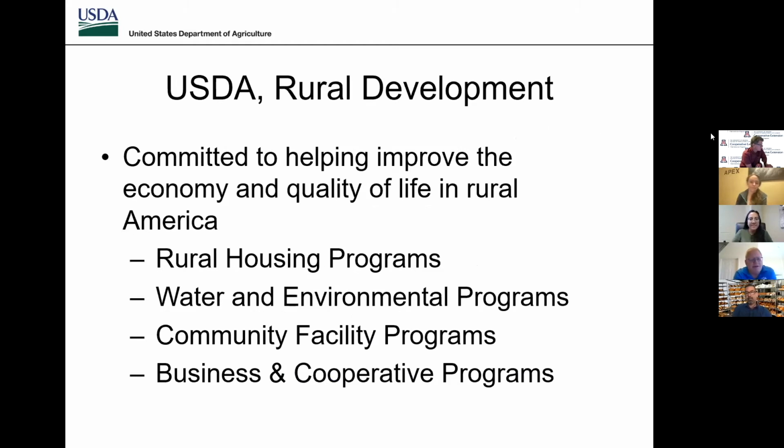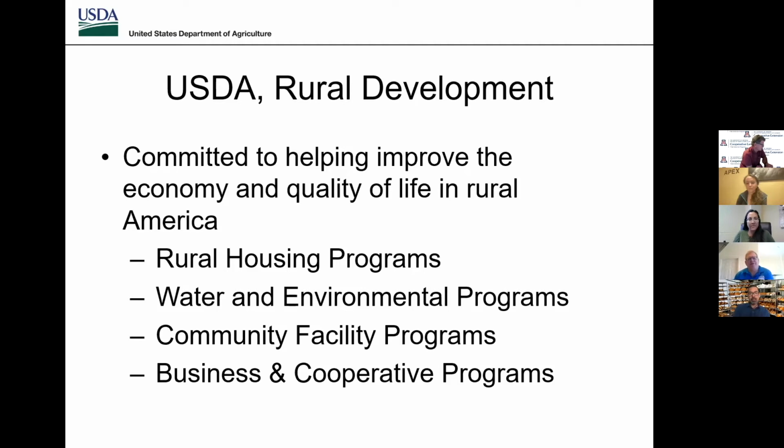Just a brief on our housing programs. Those are for single family and multifamily housing projects. Within the single family housing program, there are also some home repair programs for low income and elderly families. I encourage you to reach out to our rural housing office and see if there's something that could be beneficial to your communities.